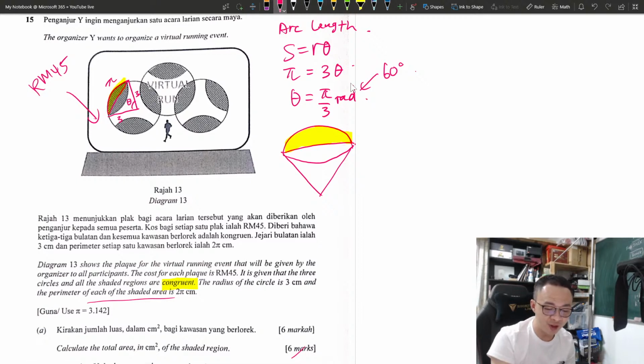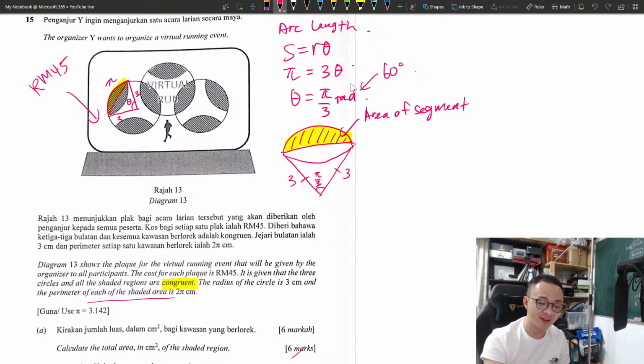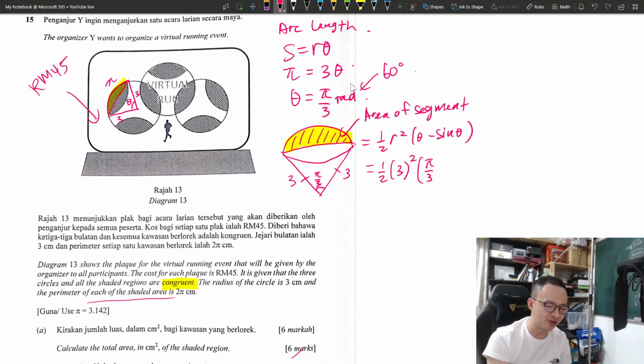So right now, we know this is 3, and this is 3. And this one will be pi over 3. So if I want to find the area of the segment, we have a segment formula, isn't it? The segment formula tells us half r squared bracket theta minus sin theta. This is the formula for the area of a segment. If you do not know, basically it's the area of the sector minus the area of the triangle. So half, my r is 3 squared, theta is pi over 3. Of course, pi you need to change to 3.142 later in order to get a very accurate answer from the marking scheme.